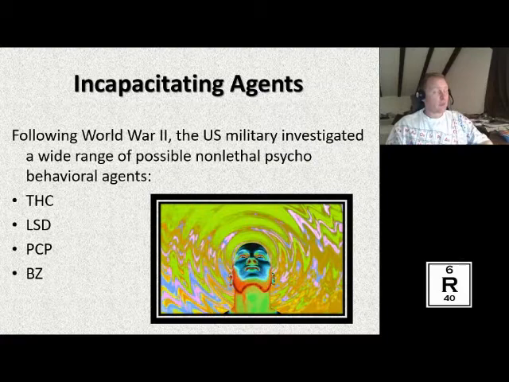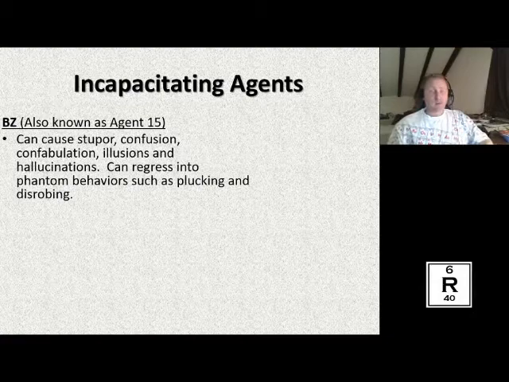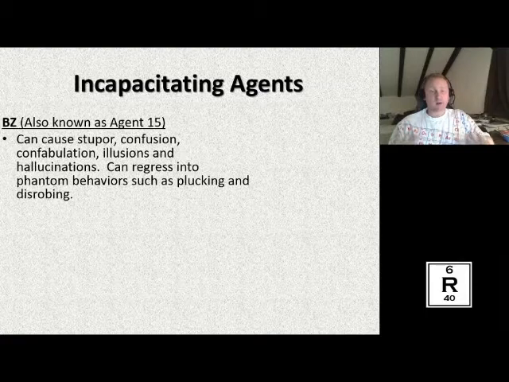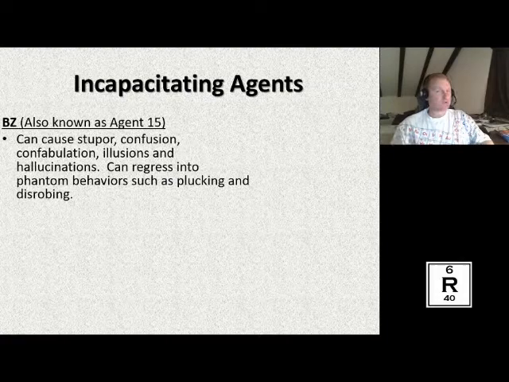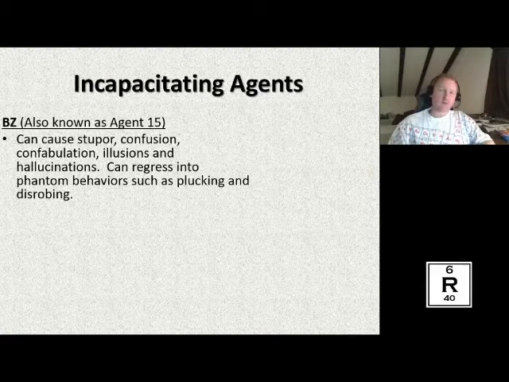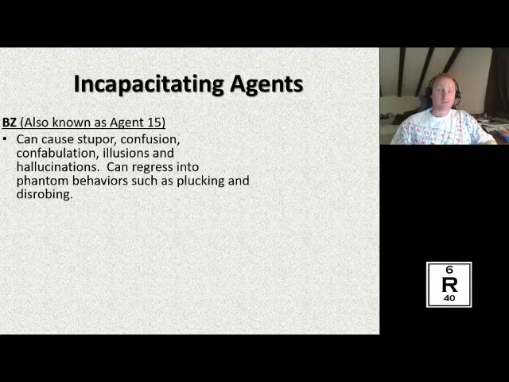BZ is the one that we'll give the most attention to with incapacitating agents here. BZ is also known as Agent 15. BZ can cause stupor, which means that you're kind of, in a way, almost catatonic. If you're not answering questions and stuff like that, your friends might say, "Are you stupid?" I say friends because that should be a term of endearment. You should never do that when you mean that they're stupid. But that means stupor. It means that they're kind of glazed off in a space. They're not quite there. Almost catatonic.